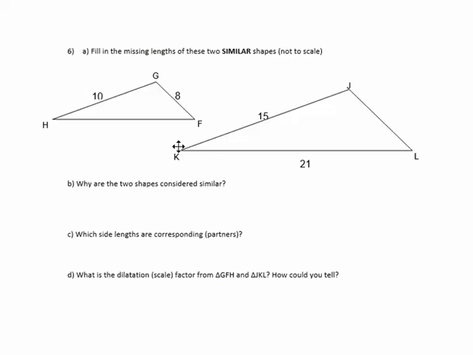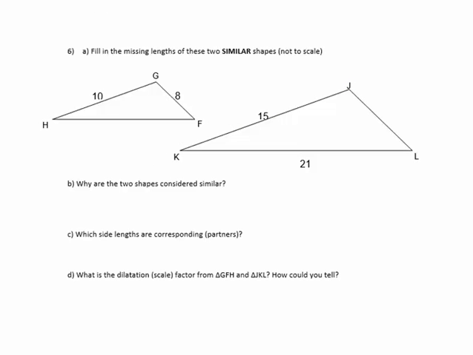So now let's work on number 6 together. And so let's see these two triangles. I'm telling you that they're similar. They're not to scale, but they are similar. So what we'll need to do is find any corresponding or partner sides. So let's take a look to see if we can match up any of these sides together. And we see that GH is actually partnered up with JK on this side.